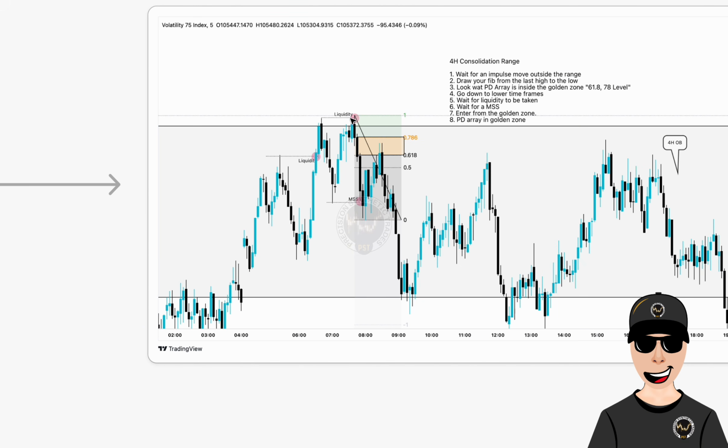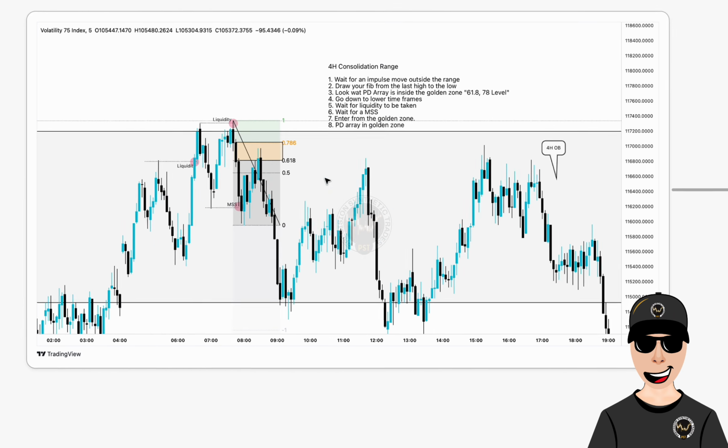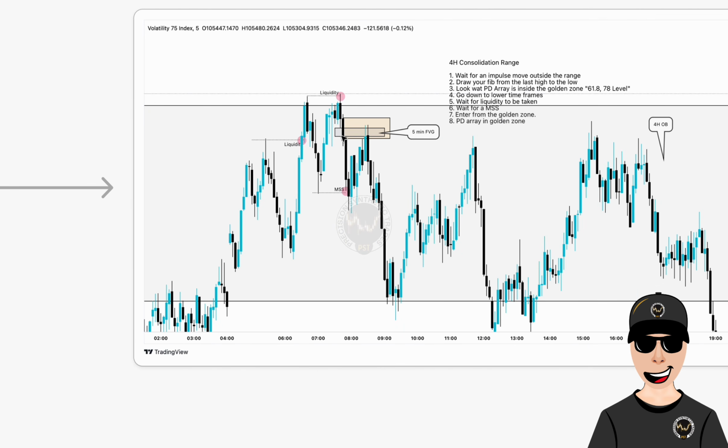Here we go. So we draw our high to the low. We have our retracement. There's our golden zone. Remember, we're on the 5 minute. Golden zone on the 5 minute. Now what can we see? There's a fair value gap there inside our golden zone. See, 5 minute fair value gap. And then we enter from there.